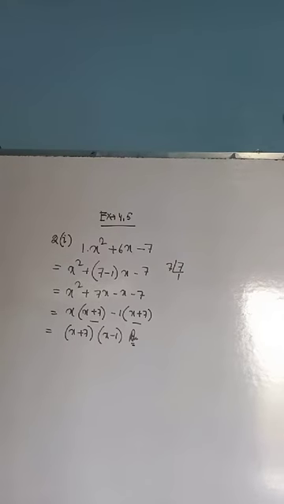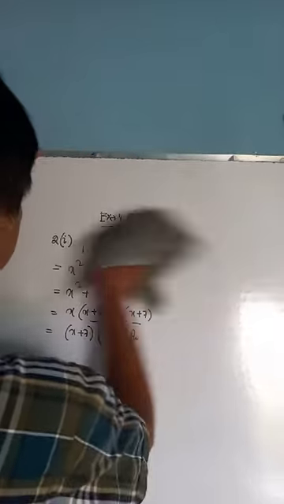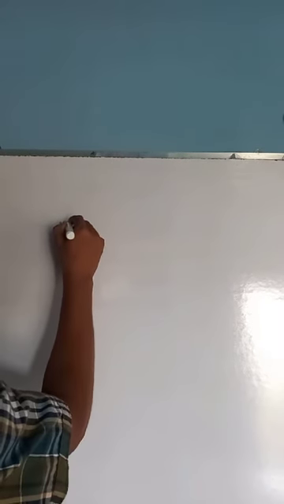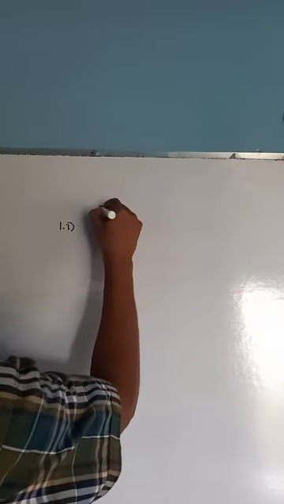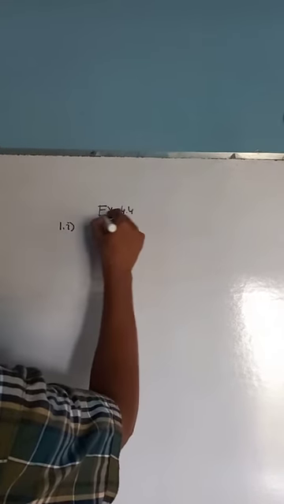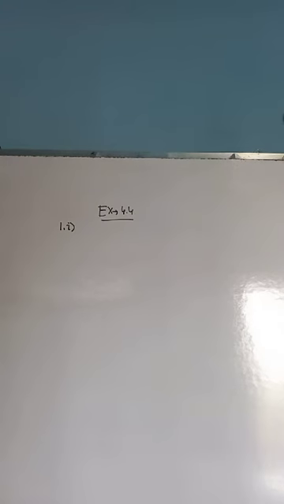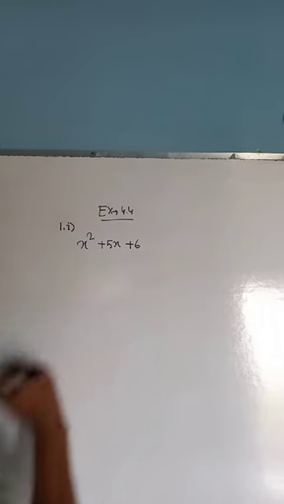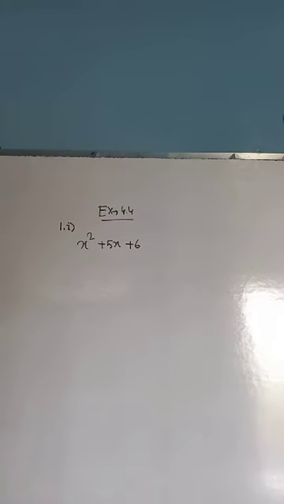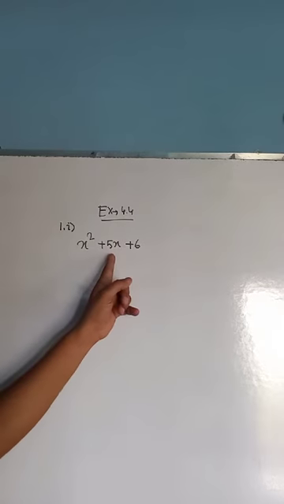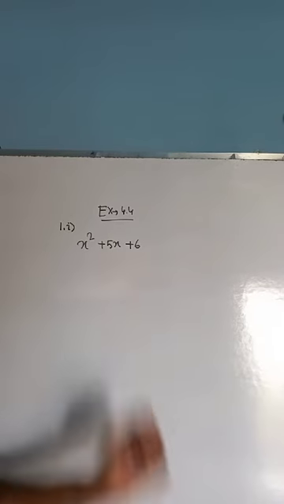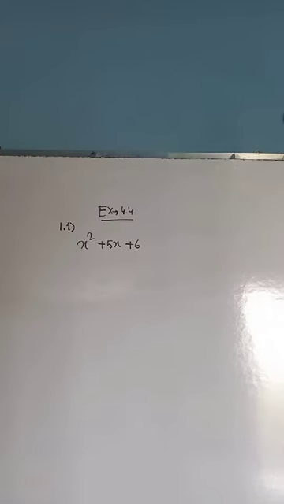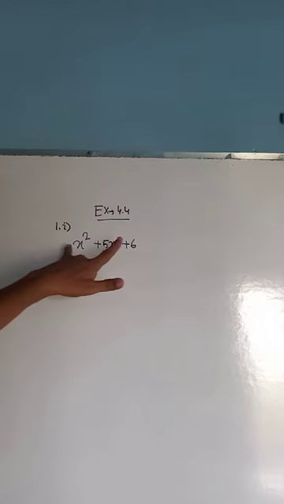How can I do that? Suppose exercise number 4.4. What is given? x square plus 5x plus 6. Whatever way we do the middle term factor, we can find the middle term. The middle term is 5x, and you can get the factors by multiplying the first and last term.